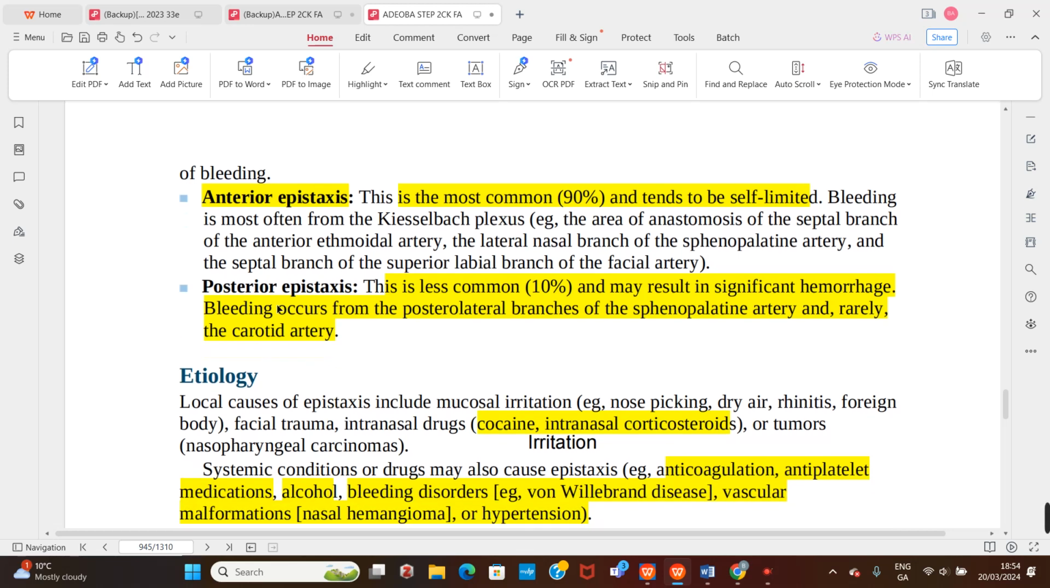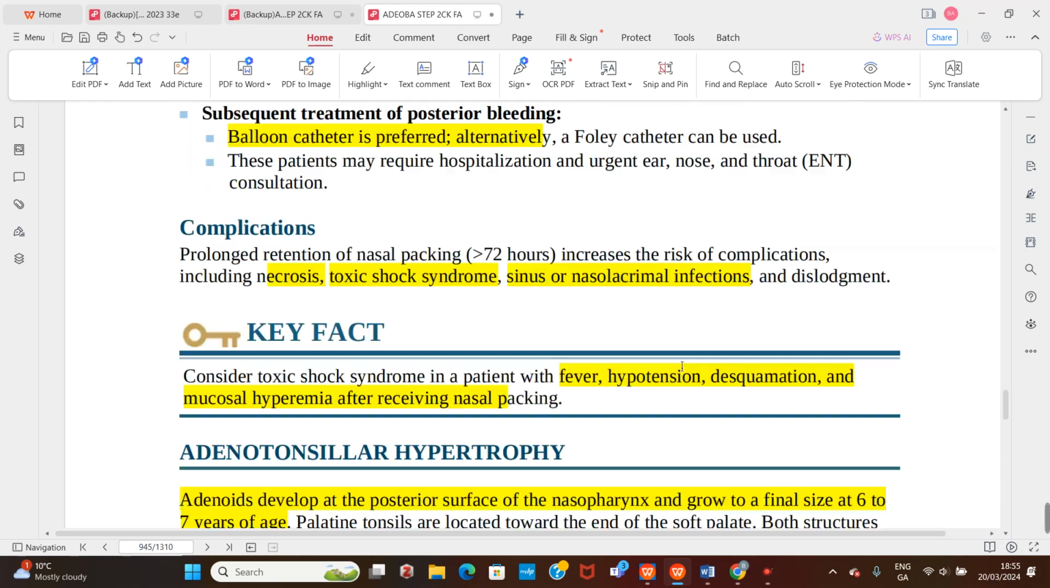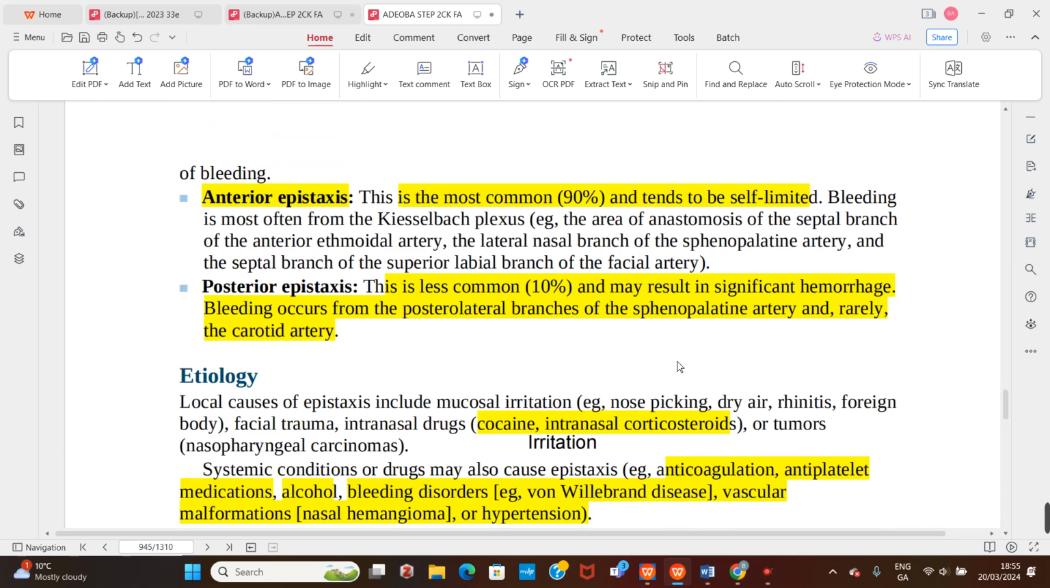The remaining 10% occurs in the posterior segment, and the take home here is just that the bleeding occurs from the sphenopalatine artery. Very important. Very, very important. When the bleeding is posterior, it occurs in the sphenopalatine artery. Please, we have to know that posterior epistaxis is bad compared to the anterior. You need to send a consult to ENT whenever you notice that the bleeding is posterior. So, what are those things that can bring about epistaxis?